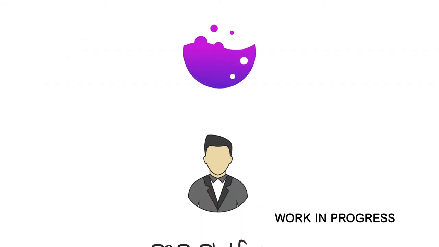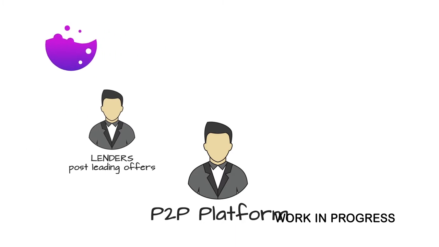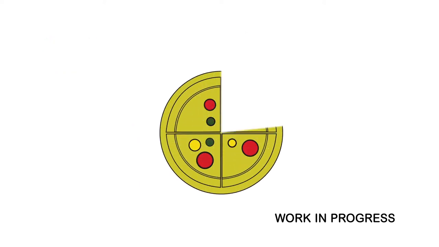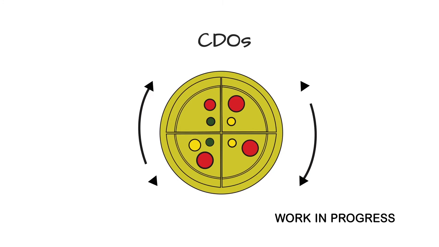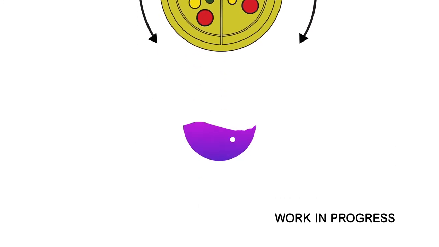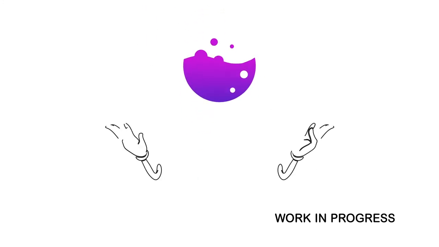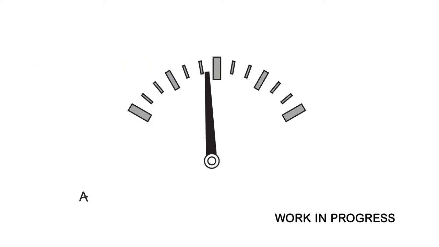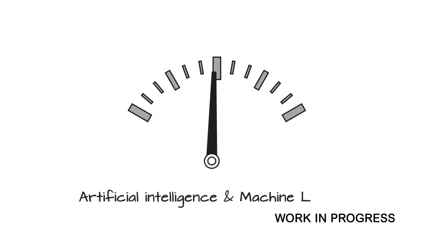Alchemy's peer-to-peer lending platform allows lenders and borrowers to trade with trust using smart contracts and blockchain technology. Yes, we have tokenized CDOs. It has never been done before. We are the first, and we are the most reliable. How, you ask? We determine credit risk using artificial intelligence and machine learning.